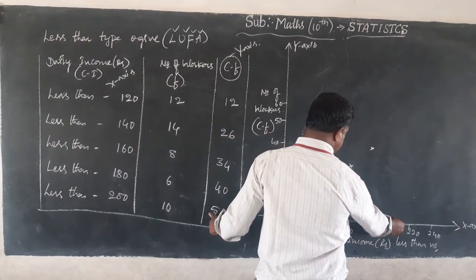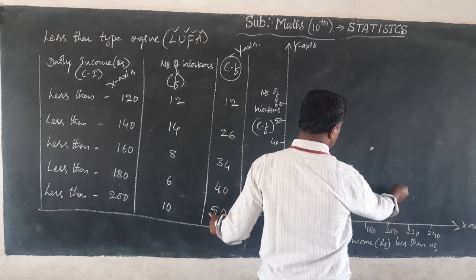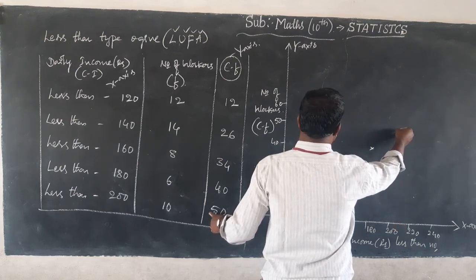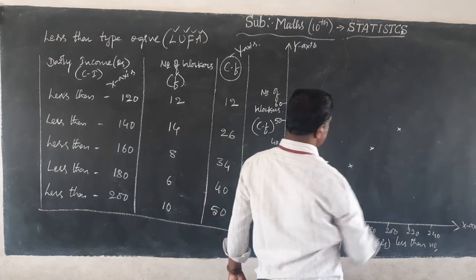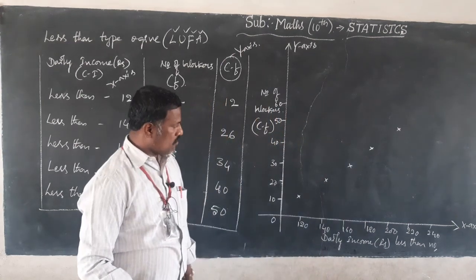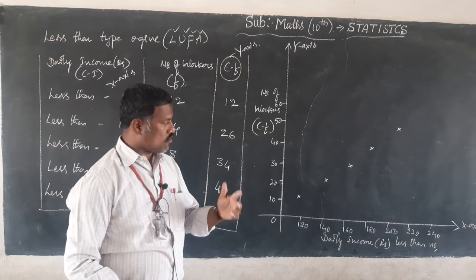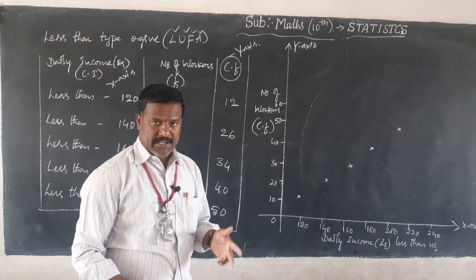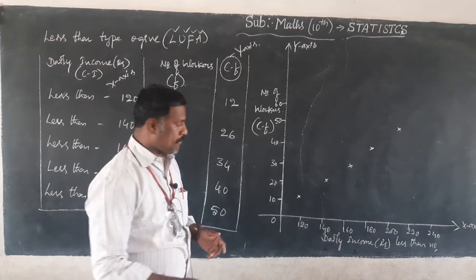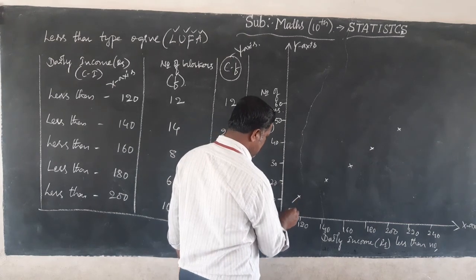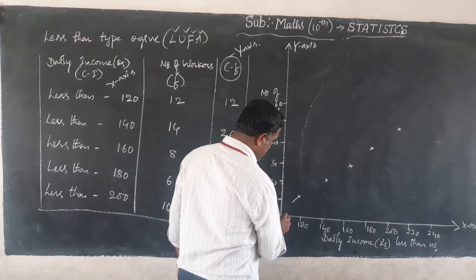We should go in a line 200 up to 50. So here we will get 50. Children, now you should take scale. Understand? Just watch the video repeatedly so that you will get the idea. Take your scale.